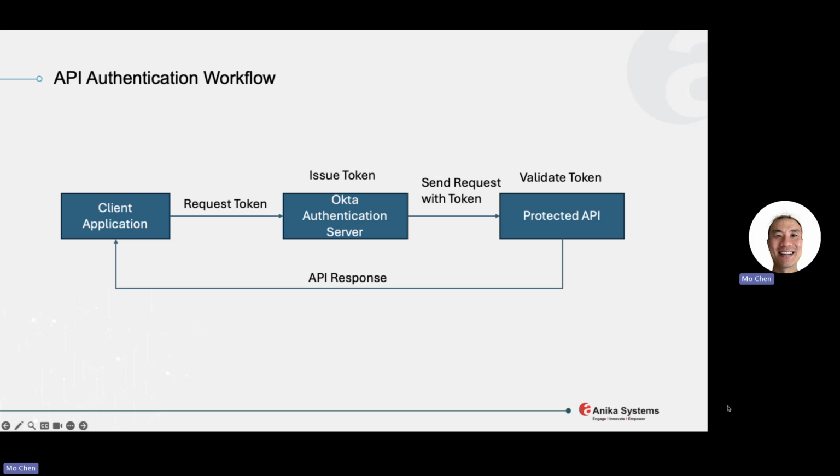Let's see how Okta works with the application. The client application, which is a web frontend in our case, requests a token from Okta. Okta will issue a token, and the client sends the request along with the token to the backend API. Then the API will validate the token, either through the application code or a proxy service such as Amazon API Gateway. If it is valid, the API will respond to the client's request.